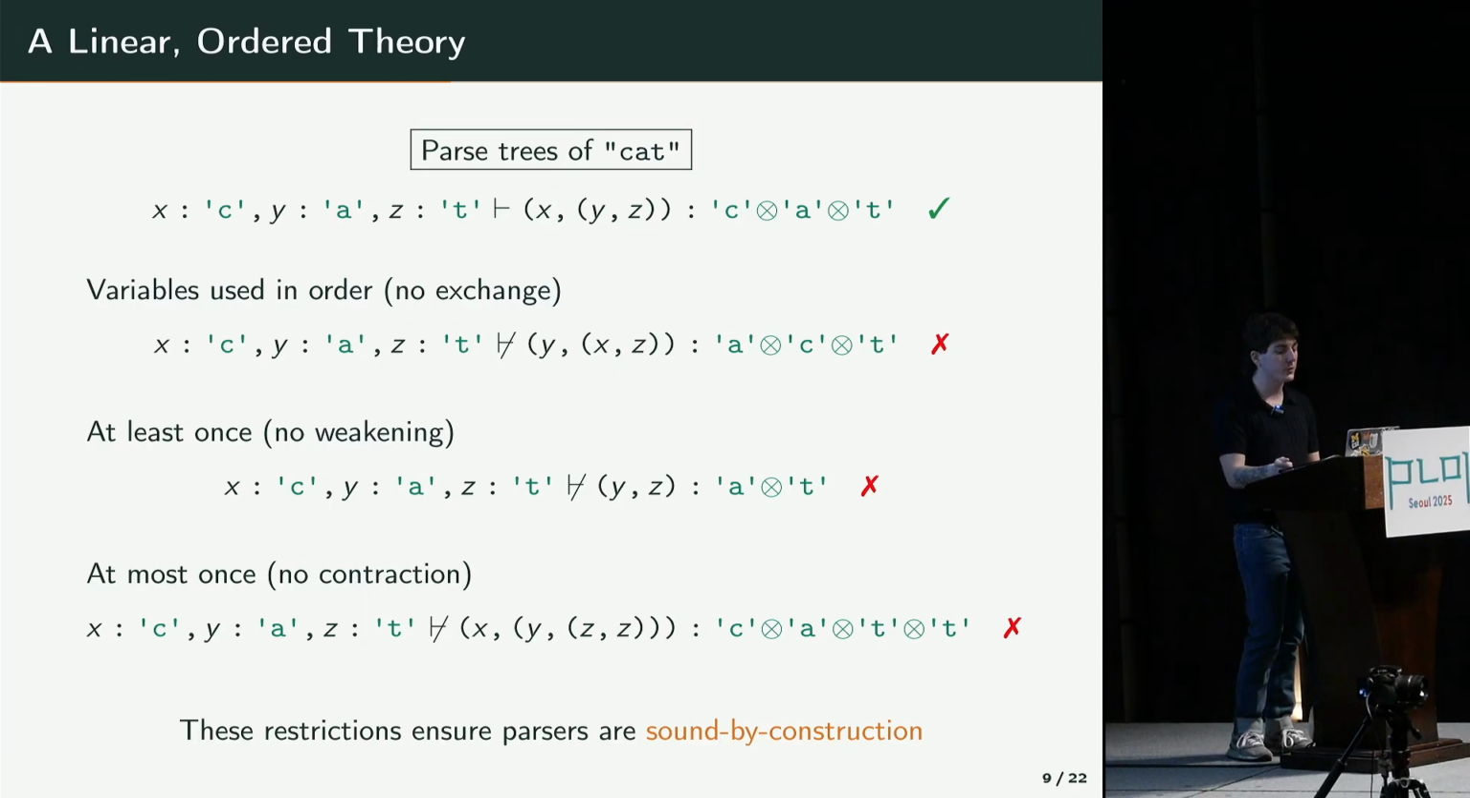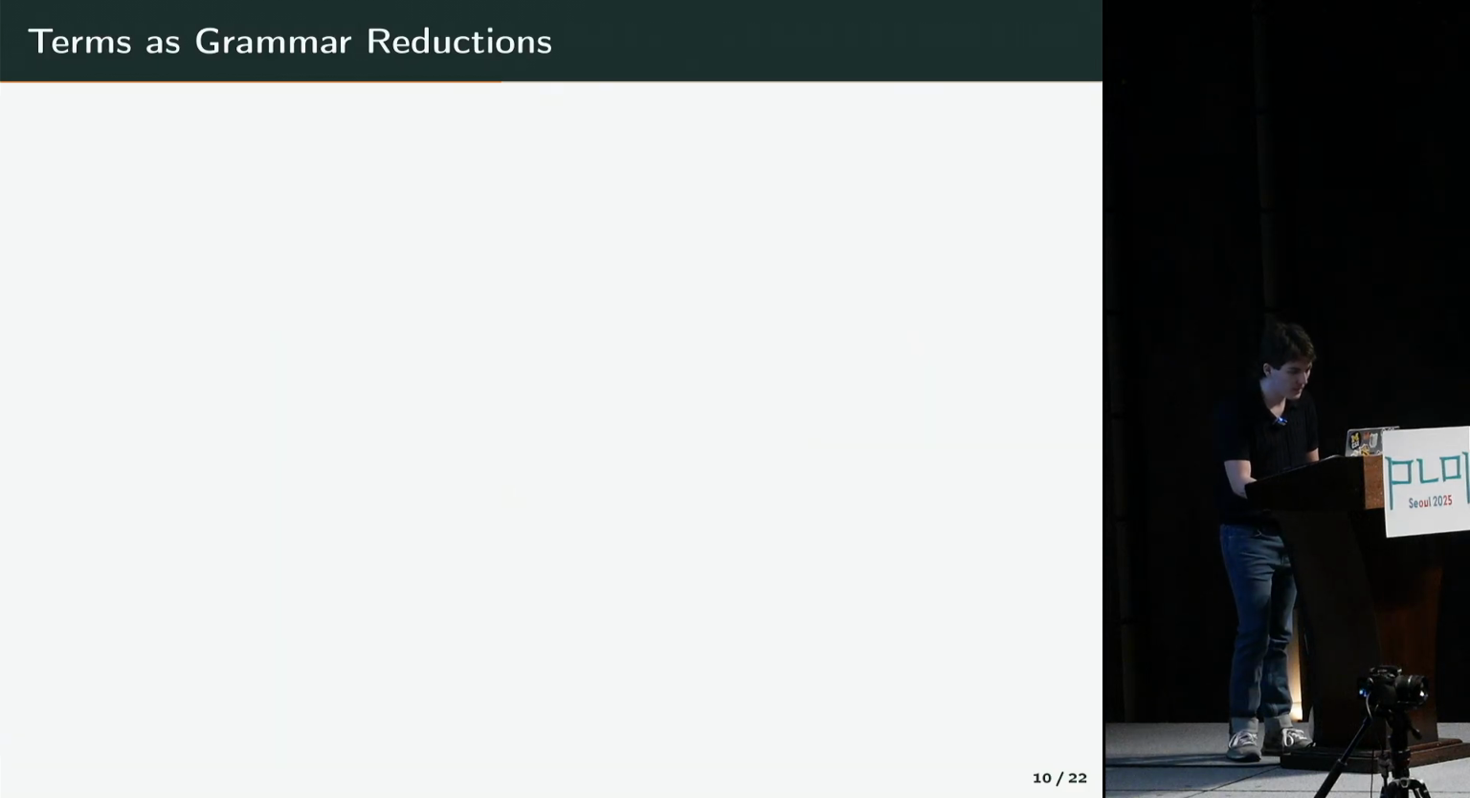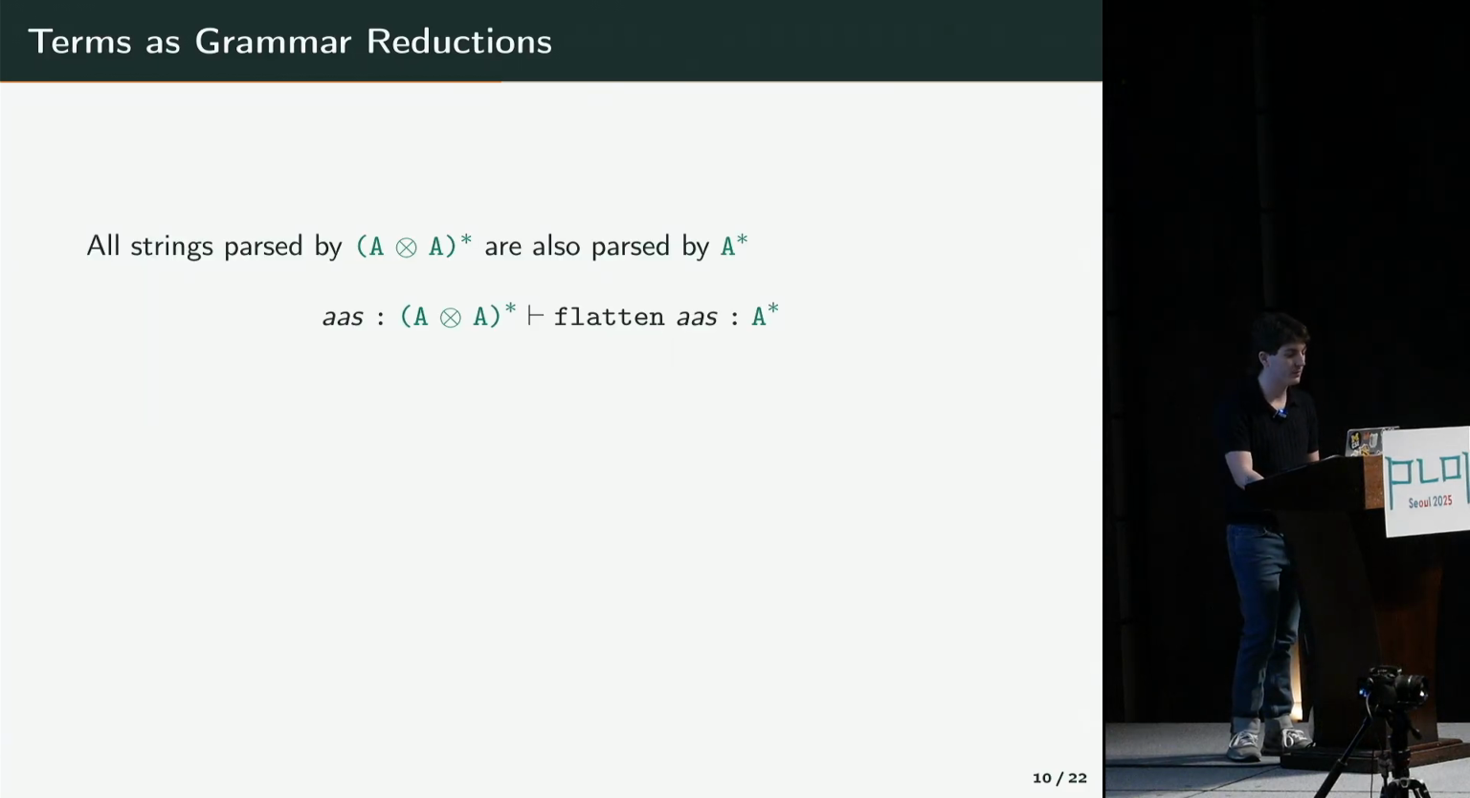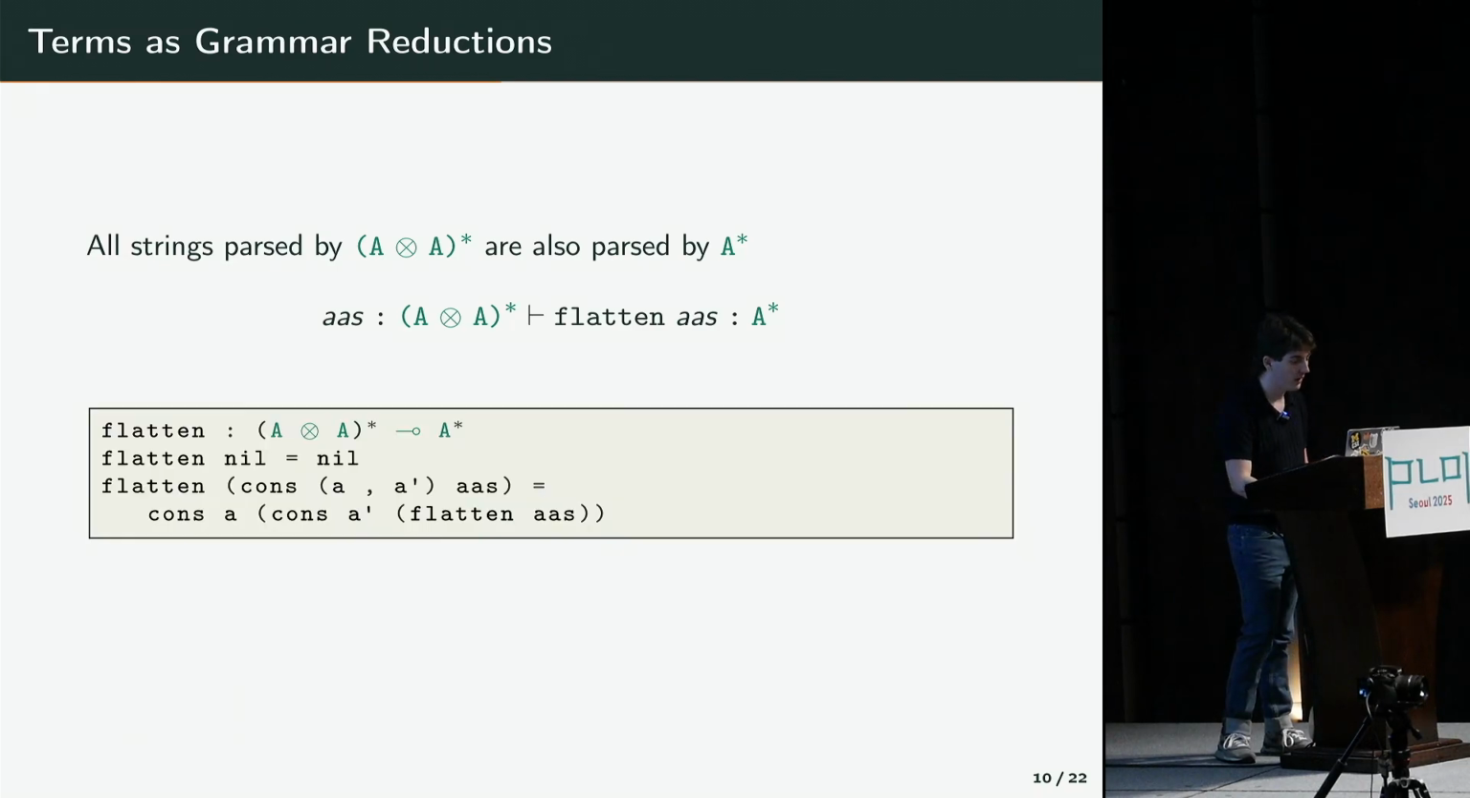We can also use terms in LambekD to describe reductions between grammars. So let's start with a pretty simple observation. All strings parsed by the grammar A concatenated with A star are also parsed by A star. And this can be witnessed through a very simple flattening function, which in LambekD is 2 lines of code. It really is maybe an extra line because of spacing.